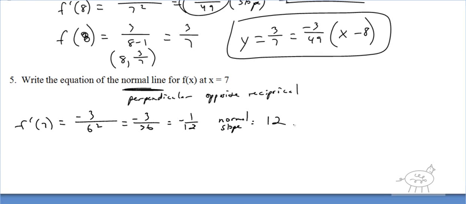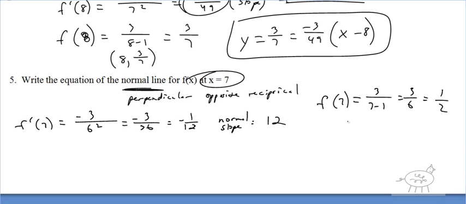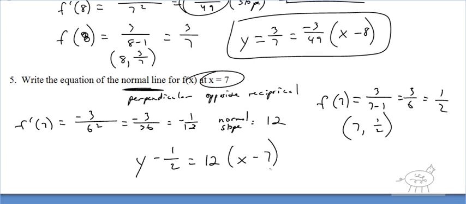Okay? And again, I have my x equals 7, so I need to find f of 7 to find my y value. And that's just going to be 3 over 7 minus 1, or 3 over 6, which is 1/2. So my coordinate is 7 comma 1/2. So my equation is y minus 1/2 equals 12 times x minus 7. Okay? That's pretty much the lesson, math fans. That's actually a very quick lesson.